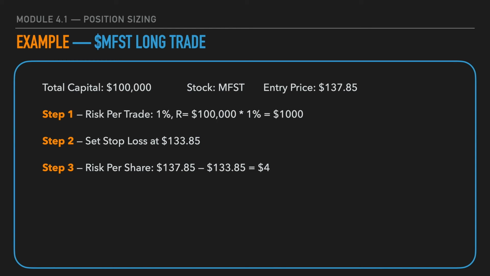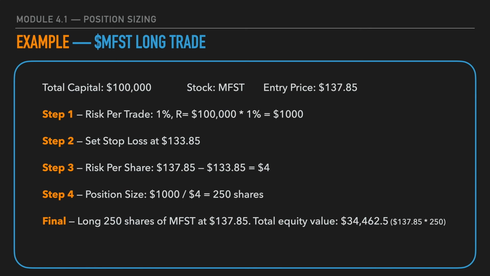Step 3. Calculate the risk per share in dollar amount. This is very simple. We use the entry price minus the stop loss price, and we will get our risk per share, which is $4. And step 4. So now we can calculate the position size, which is we use the risk per trade dollar amount divided by the risk per share dollar amount, and we get 250 shares.